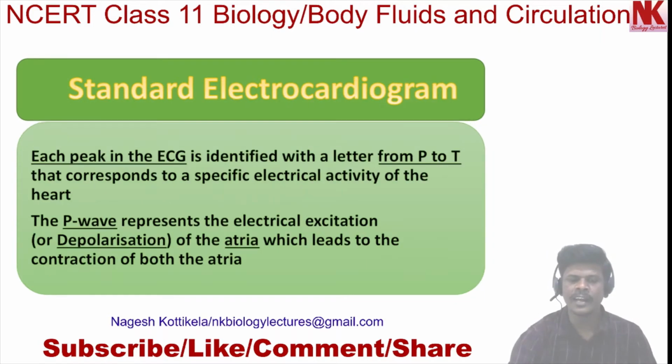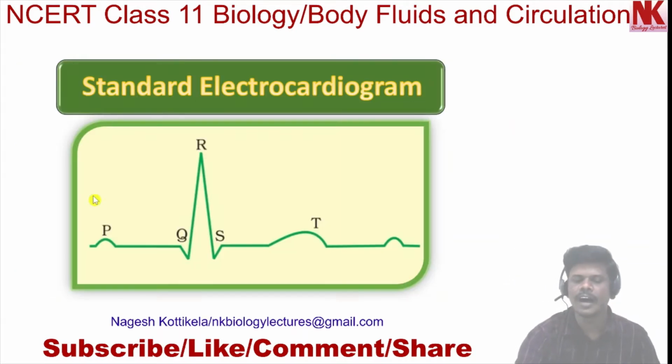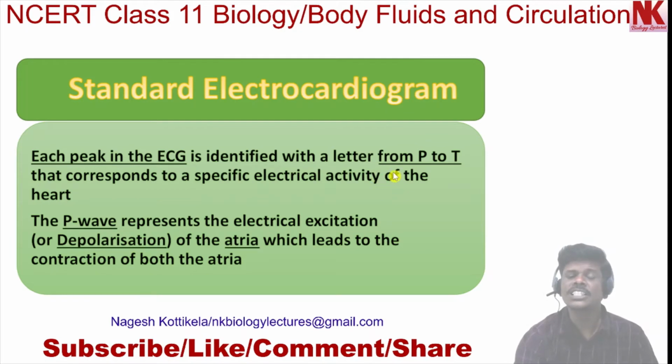Okay? Here, each peak in the ECG is identified with a letter from P to T that corresponds to specific electrical activity of the heart. You can see here letters P, Q, R, S, T. So these letters are used in ECG. And the letters from P to T correspond to specific electrical activity of the heart.